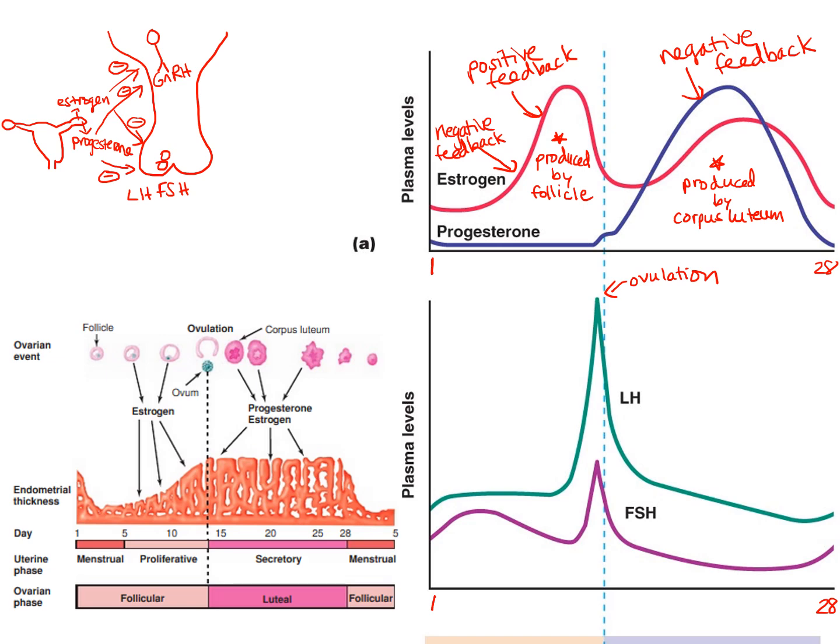Okay, so I definitely would know what's going on in these graphs. When we have negative feedback, positive feedback, which hormone is doing what, the LH surge causing ovulation, and what causes the LH surge. So that would be a good question to know the answer to. Okay, and remember this LH surge is caused by the positive feedback from the estrogen.